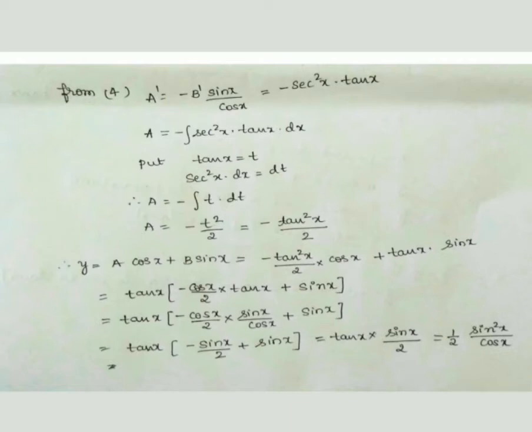What is the integration of t? That is t square by 2. What have we taken as t now? That is tan x, so tan square x by 2 is now the integral. Minus of tan square x by 2 gives the a value.